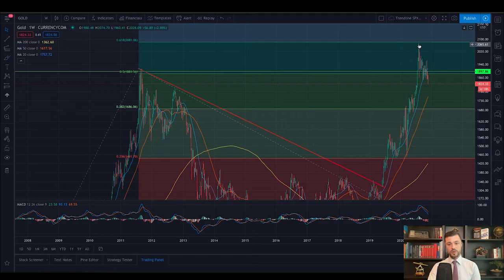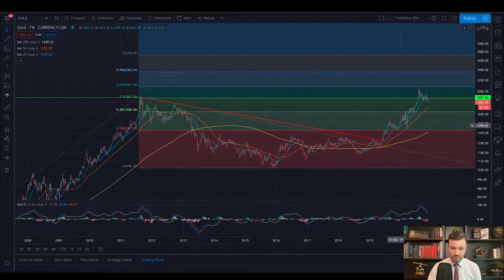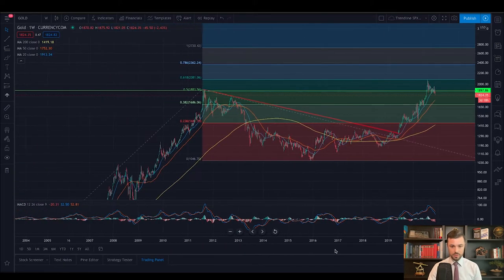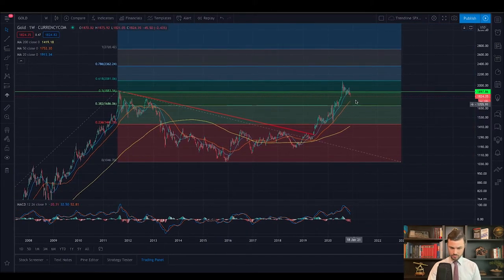It was 2030. I would have missed it, but I would have been very close. So if I would have put the target just below this golden ratio, I would have bought here and sold here. It would have been a very nice trade. This is behind us. What is coming? What is coming, guys? Where are we?